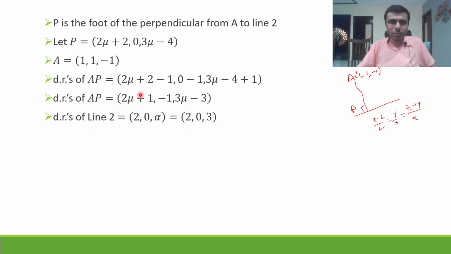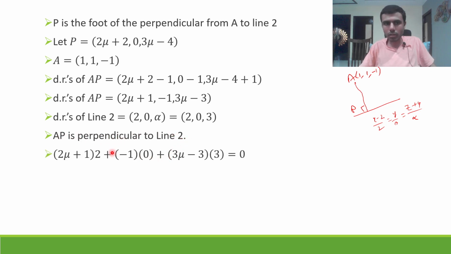So I told you, this is my a1, b1, c1, a2, b2, c2. AP is perpendicular to line 2. That means this into this: minus 1 into 0, and 3 mu minus 3 into 3 is equal to 0. You know, a1 a2 plus b1 b2 plus c1 c2 is 0, the product of DRs is 0. Now next, multiply. So this will be 4 mu plus 2 plus 9 mu minus 9 is equal to 0.